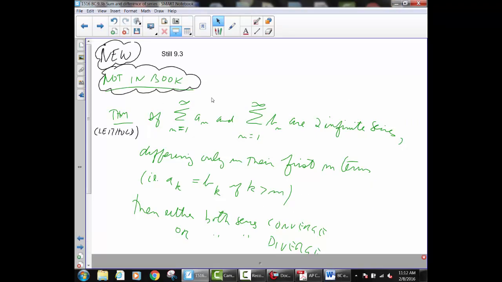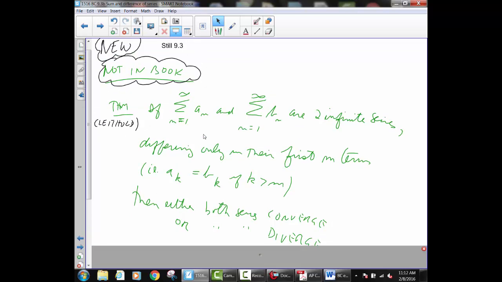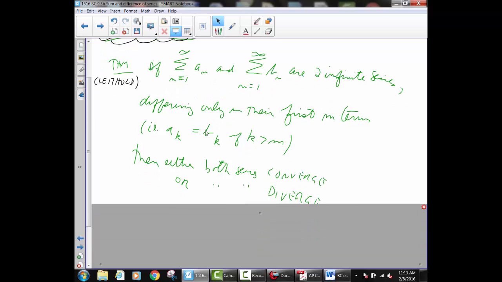Okay, so this is not in the book, and this is the whole sum and difference. It says, oh, this is a different one actually. This says if the series aₙ and the series bₙ are two infinite series differing only in their first n terms. In other words, let's say this series starts 1 plus 2 plus 3 plus 4 plus 5 plus 6, etc. And this one starts at 4 and goes 4 plus 5 plus 6. So basically this series is this series minus the first 4 terms, okay?